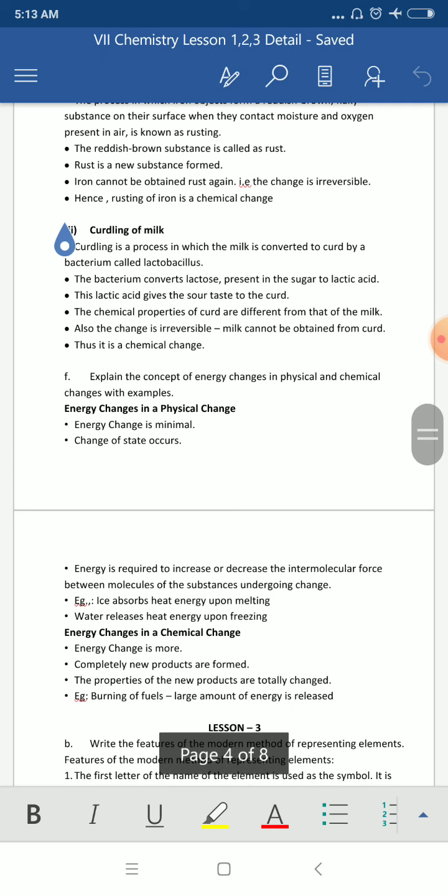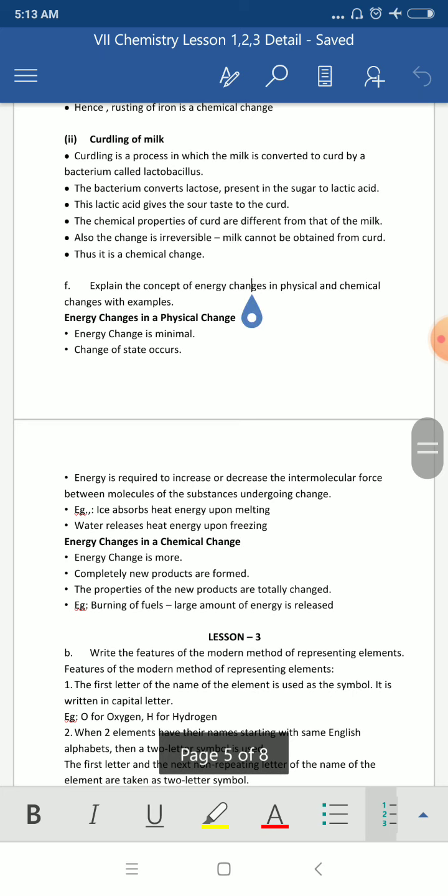Curdling of milk. What is that? The curdling of milk is a process in which the milk is converted to curd with the help of a bacteria. Now this bacteria converts the lactose present in the milk to lactic acid. Now the lactic acid gives the sour taste to the curd. Chemical properties of the curd are different from that of the milk because curd is totally different from the milk. So also the change is irreversible. We cannot get milk back again from the curd. So this is a chemical change.